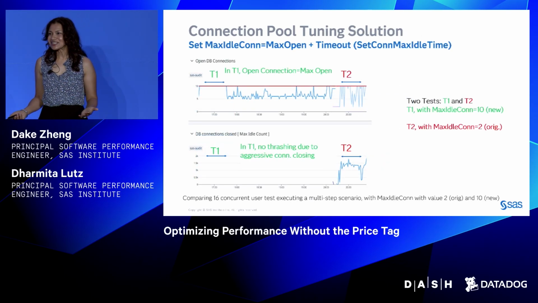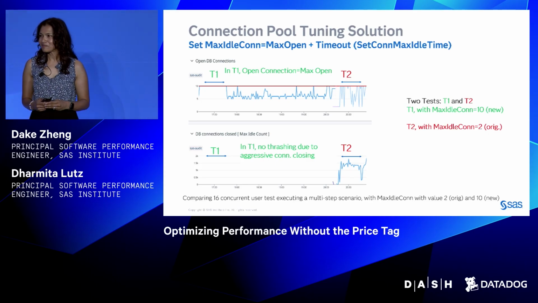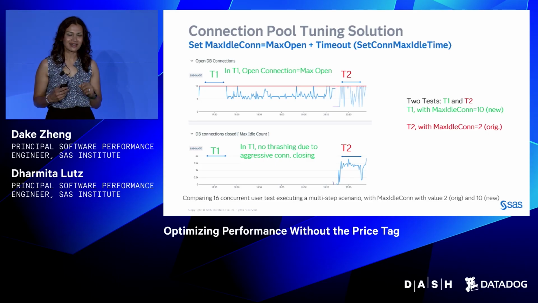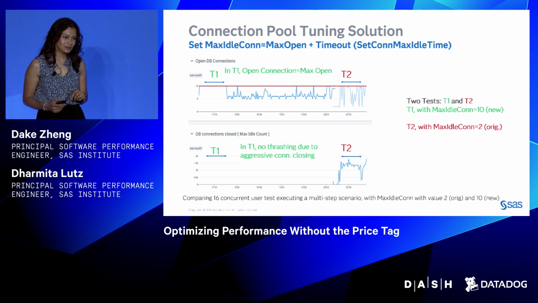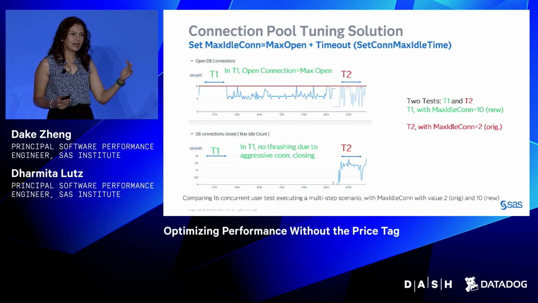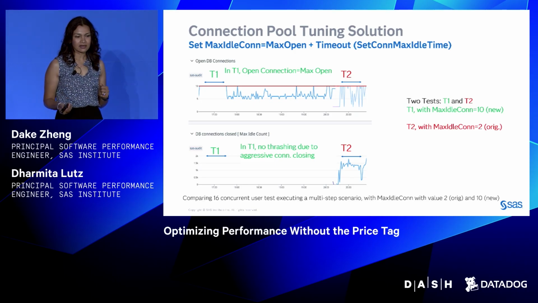So once we understood the issue, we began experimenting with the max idle connection metric, our tuning parameter. And we ran 2 tests, T1 and T2. T1 had the new setting with a value of 10 for the max idle connections. T2 had the original setting.